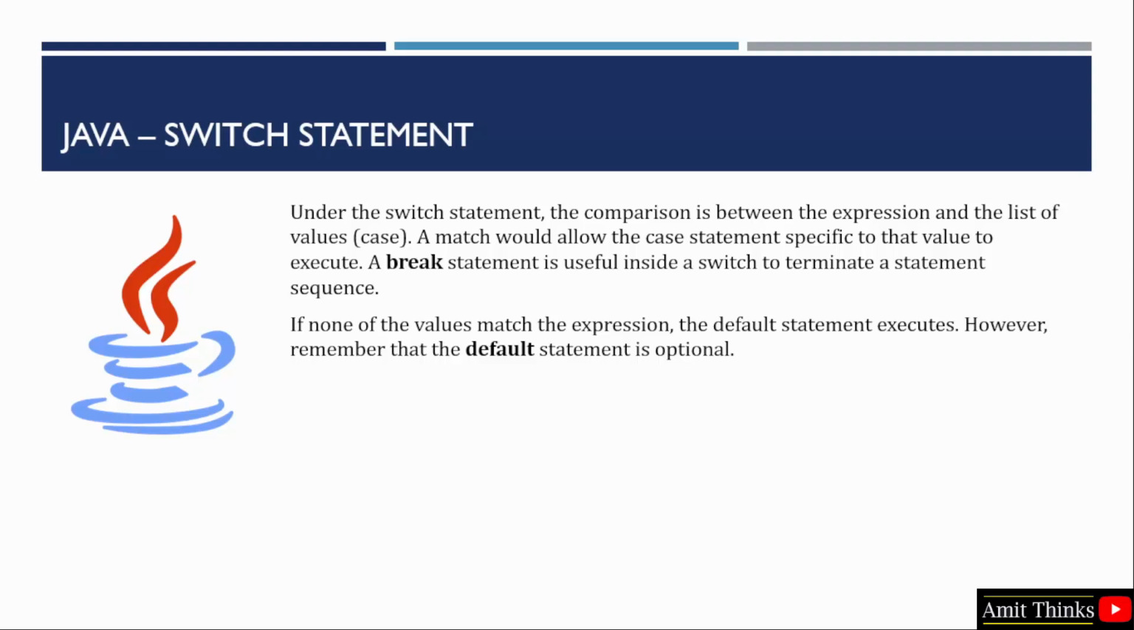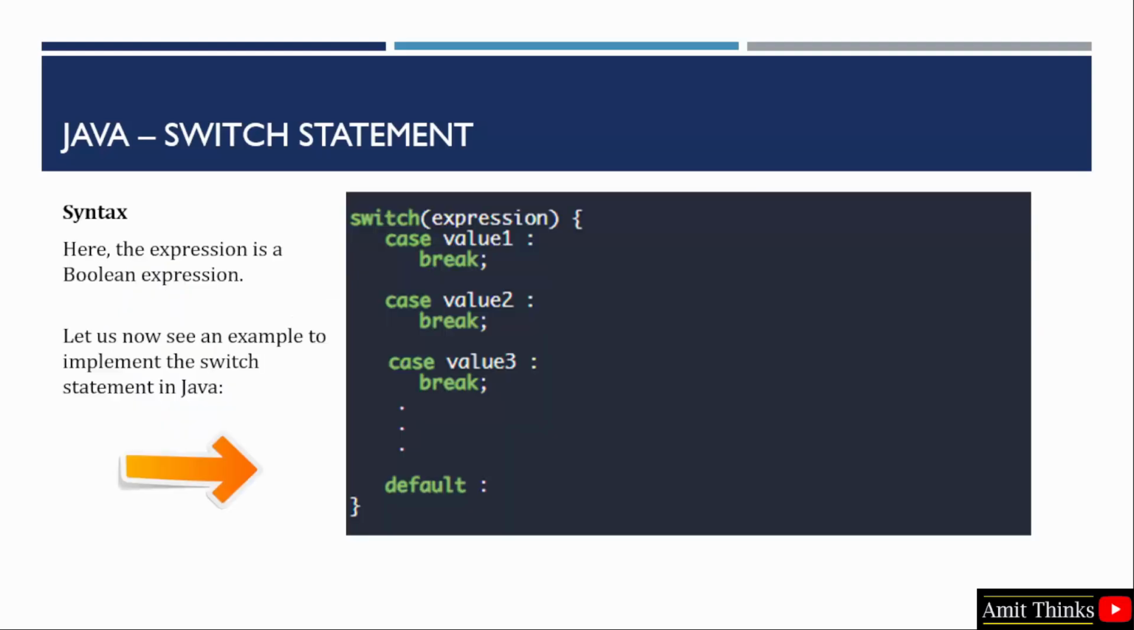Consider the switch statement as a multi-way decision making construct that lets you execute one block of code out of many based on the value of an expression. Here is the syntax. As I said before, it will have multiple cases. First the expression will be considered under switch, then the cases will be evaluated, and one by one every case will get checked. We also have a break statement to terminate a statement sequence. Here default is also visible. If none of the values match the expression, the default statement executes. You need to also remember that the default statement is optional. Now let us see an example to implement the switch statement in Java.